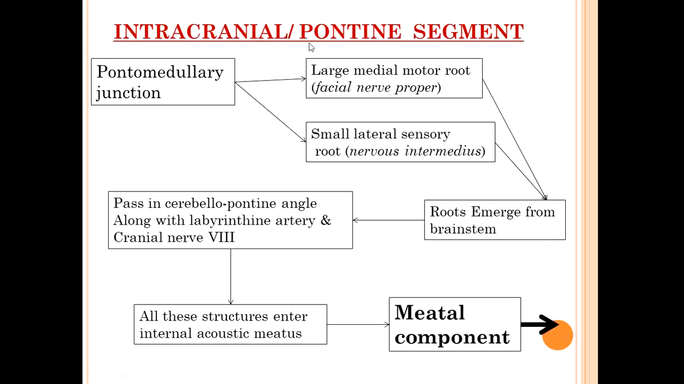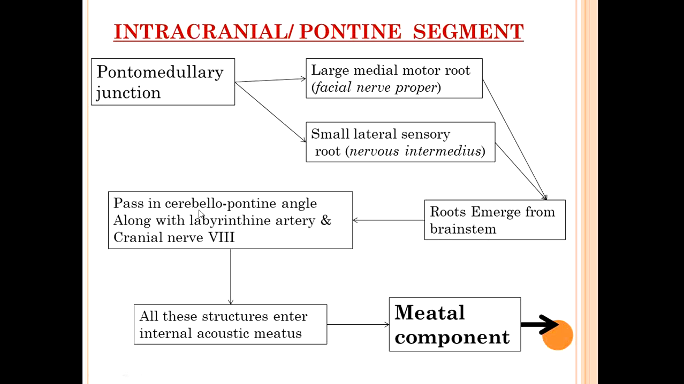Okay. Now what is the course of the facial nerve? So first is the intracranial or pontine segment. The nerve arises from the pontomedullary junction. Okay. So it has two roots. The large one is the motor root and the small one is the sensory root. The motor root is the facial nerve proper and the small sensory root is the nervus intermedius. These both will emerge from the brain stem.